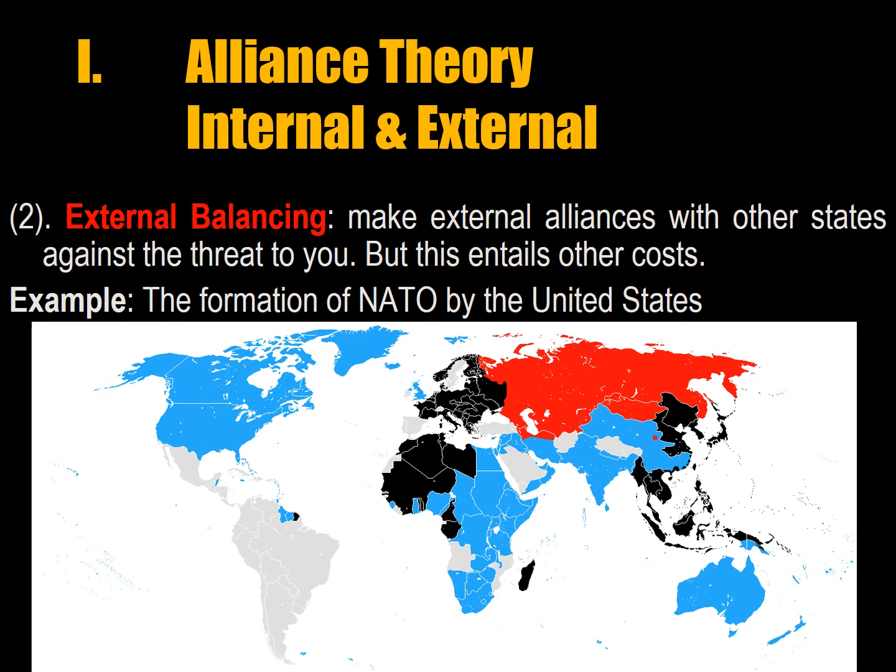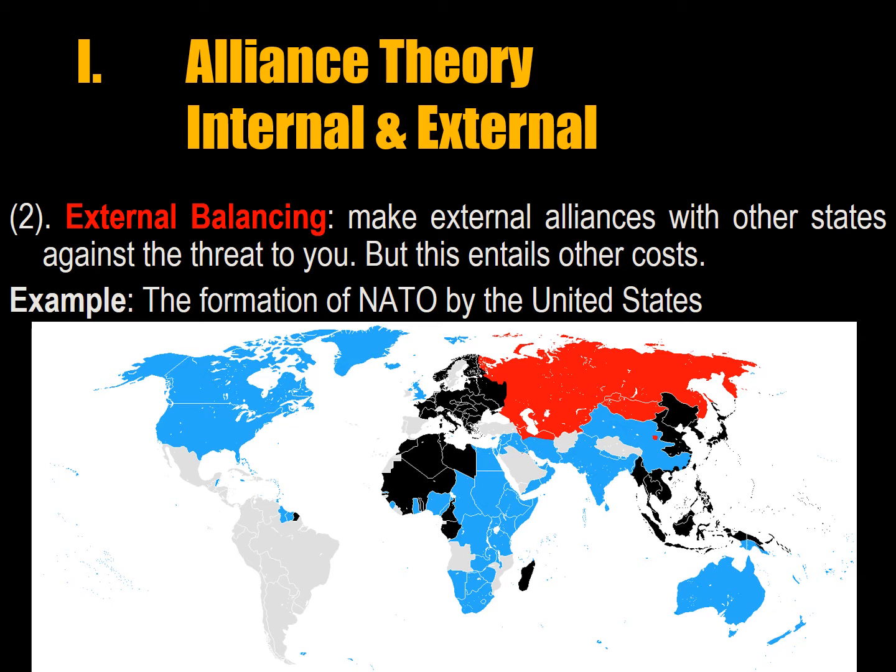Another type of balancing is external balancing. Here, states make external alliances with other states against the main threat. But this entails a different kind of cost. For example, the formation by the United States of NATO during the Cold War was an instrument that was used to try to block the threat of an attack by the Soviet Union.